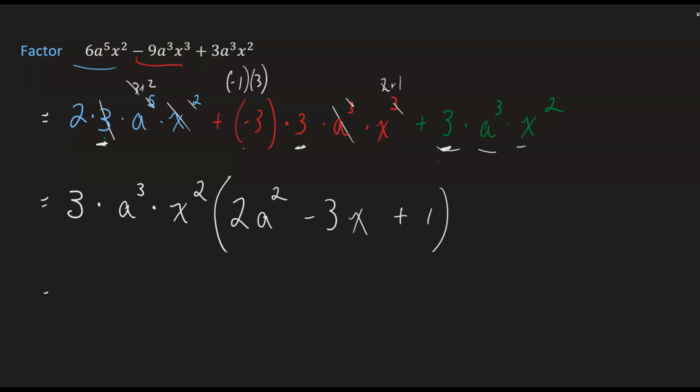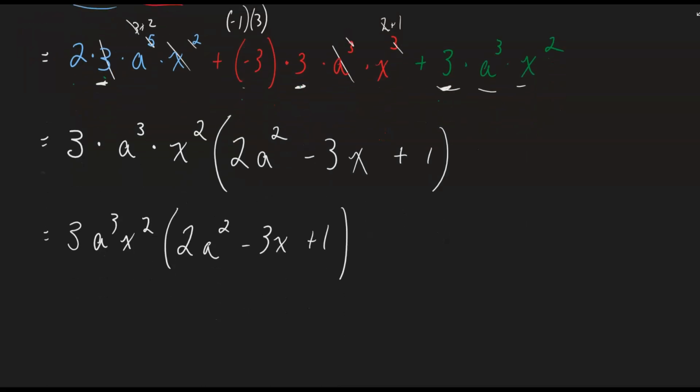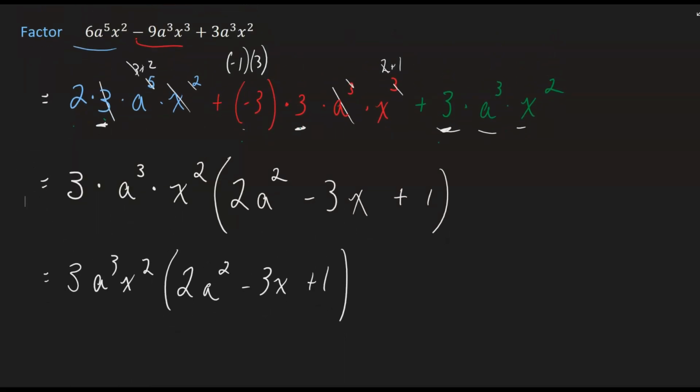So to write that a little more neatly, 3a cubed x squared multiplied by 2a squared minus 3x plus 1. Again, you can always check by multiplying back to see that you get the original expression.